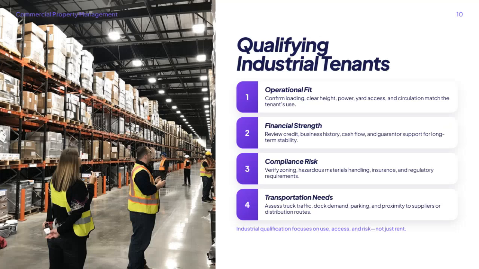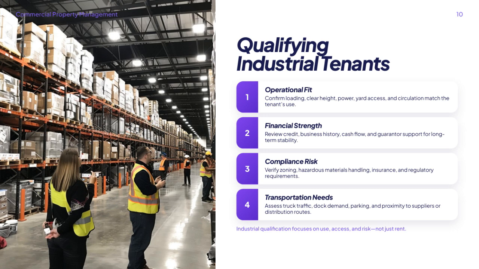When qualifying industrial tenants, we focus on several key areas to ensure a good fit. First, operational fit is critical. We need to confirm that elements like loading capacity, clear height, power availability, yard access, and circulation align with what the tenant's business requires. Next, financial strength is essential. We carefully review the tenant's credit, business history, cash flow, and any guarantor support to ensure they have long-term stability.